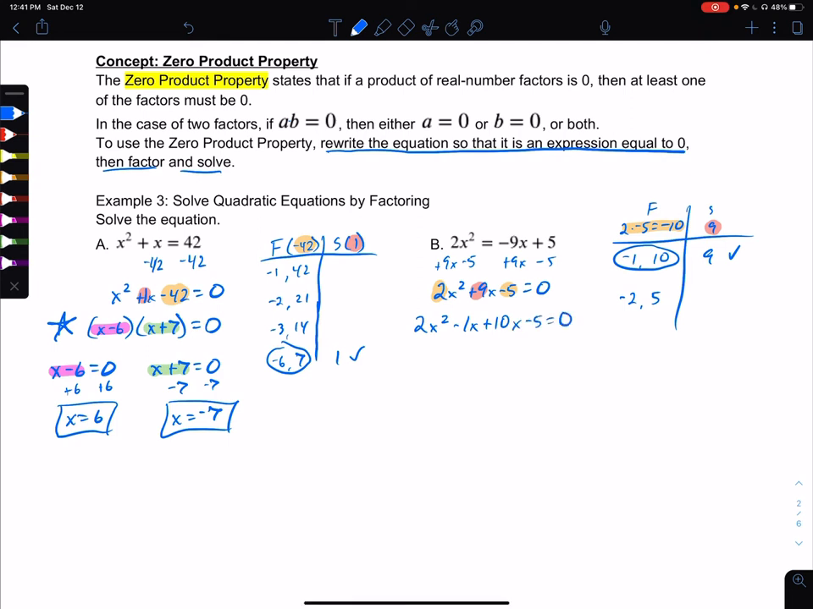Make sure you're still using that equation, setting it equal to 0. So these become my new factors. And now I factor by grouping. So I get x times 2x minus 1. I'm going to factor out a 5 from the second group. So again, I get 2x minus 1.